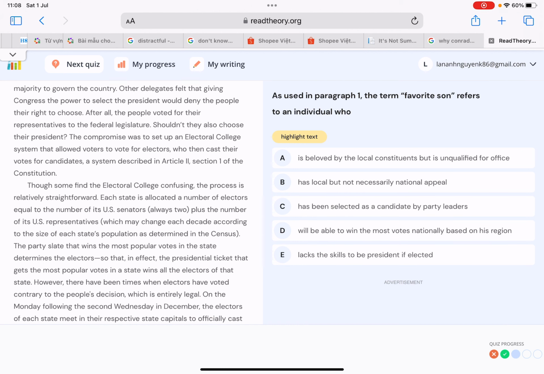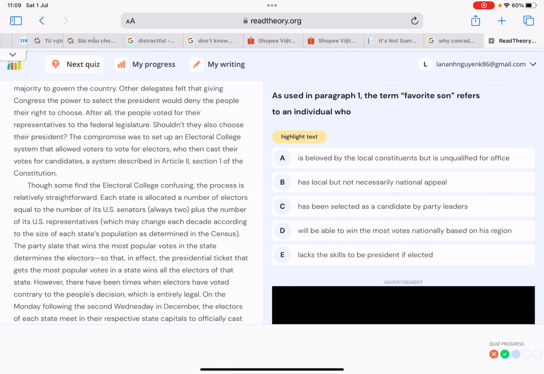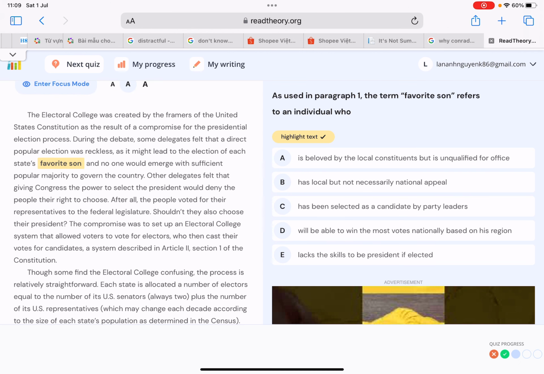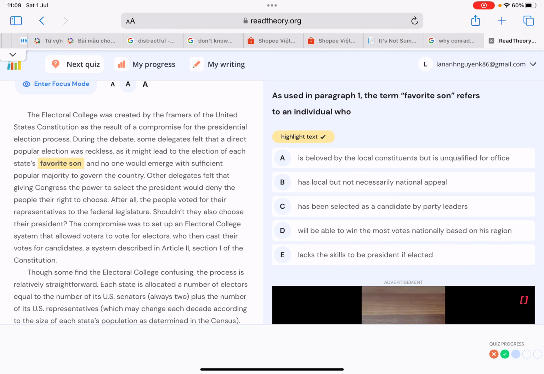As used in paragraph 1, the term "favorite son" refers to an individual who... let's see, we have to put this word into context. Because if you don't put it into context and you just read it literally, it would mean that someone's favorite son, right? It just doesn't make sense in this case because we don't mention anything about family, about the favorite son of anyone, so we have to put this into context.